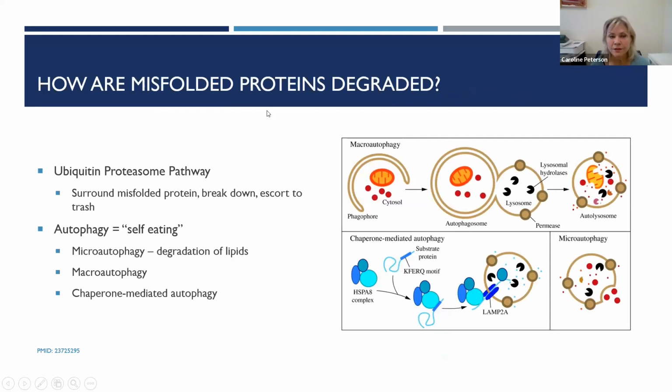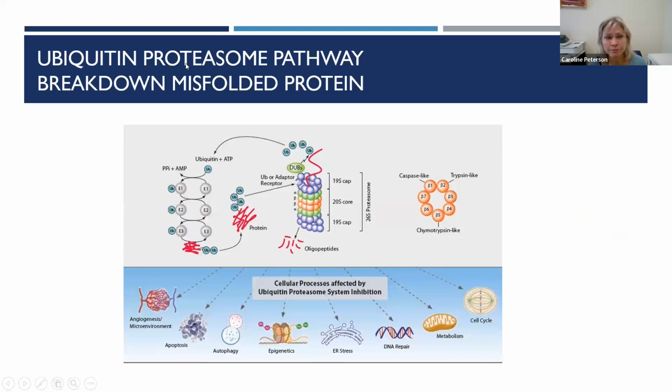So what's supposed to happen to these misfolded proteins? They're supposed to be degraded. There's different pathways. The ubiquitin and the autophagy pathways are the ones that they're degraded on. So here's the ubiquitin one.